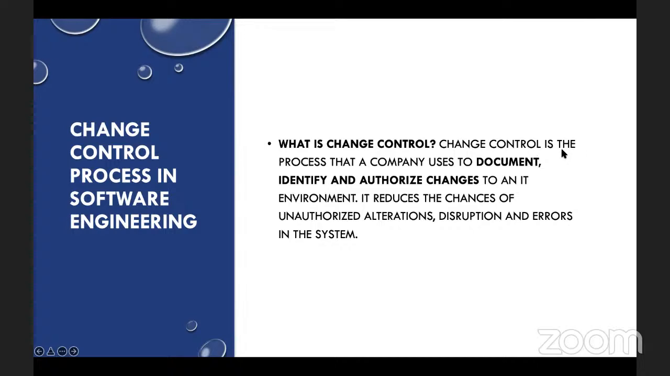So number one, change control is a process that a company uses to what? Number one, document. Number two, identify. And number three, authorize changes to an IT environment, right? And what this does is that it reduces what? The chances of unauthorized alteration, disruption, and errors in the system. Like I said, if every morning somebody comes up with something else and says we should change this, we should do this, we'll be disrupting our environment. There will be errors every day from unauthorized alterations to the features that we are building. We will never finish anything, right?